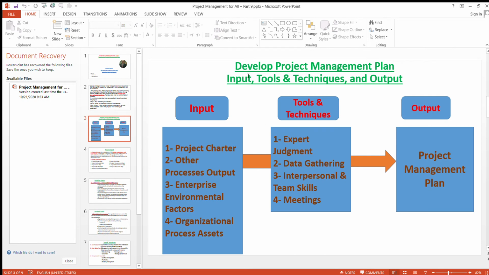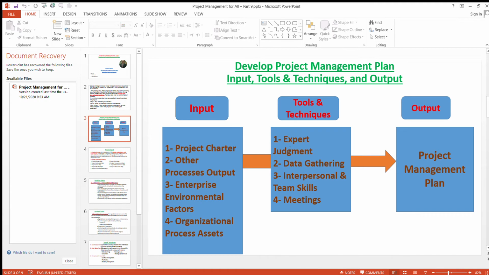So this is a diagram and sketch to show this process, to show the inputs and tools and techniques used to produce it, and the output. So the input to this process, we need the project charter. We need other processes' output. We use the enterprise environmental factors. We use the organizational process assets, and we're going to talk about these in a minute.